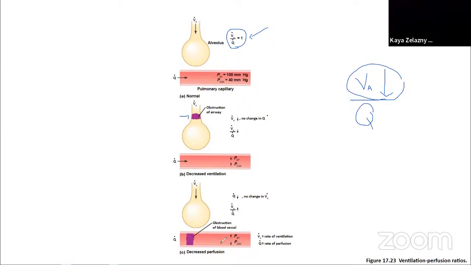The opposite is going to be true if we occlude the blood vessel. If we have some kind of a clot, we're going to see that our ventilation is staying the same, but our perfusion is dropping down. So we're going to see a number below 1. Sorry, above 1.